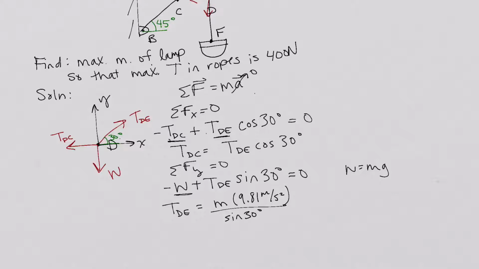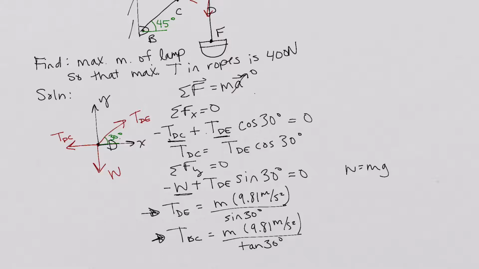So now we have TDE in terms of mass, and then we can also substitute this into the other equation so that we have TDC, right? TDC equals TDE times cosine of 30. So that would be m times 9.81 meters per second squared times cosine of 30 over sine of 30. So I'm just going to do over tangent of 30 degrees. So now we basically have two equations in terms of the mass, which is what we're interested in. So we figured out what was going on there.